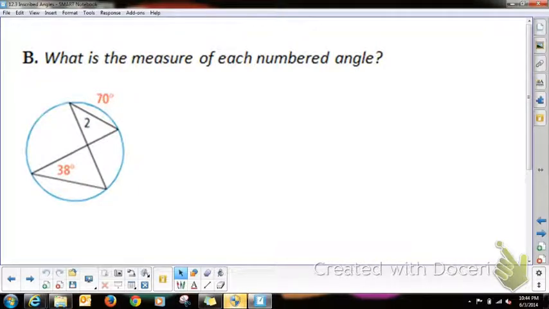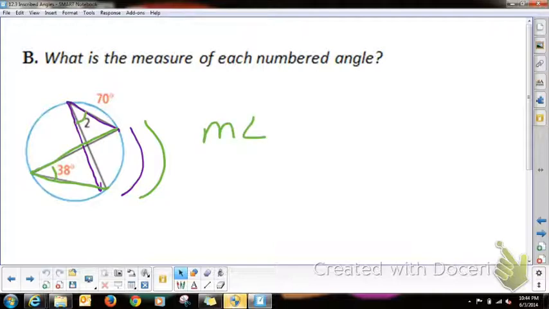What is the measure of each numbered angle? We're looking for angle 2. Well, angle 2 intercepts this arc. Look at this. This angle intercepts this arc. So if this one's 38, then the measure of angle 2, because they intercept the same arc, is going to be the same measure. The measure of angle 2 is equal to 38 degrees.